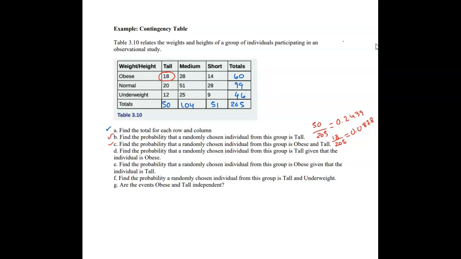Part D, find the probability that a randomly chosen individual from this group is tall given that the individual is obese. When you see given, this is conditional probability. We're trying to figure out the probability a person is tall given that they're obese. This condition reduces the sample space, so we're only looking at the obese category. There are 60 people in there, and you're seeing how many are tall, 18. So the probability of choosing somebody who's tall out of the obese group is 0.3.